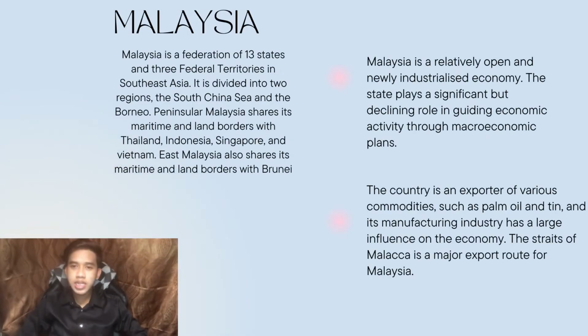First, Malaysia is a federation of 13 states and 3 federal territories in Southeast Asia. It's divided into 2 regions by the South China Sea: Peninsula Malaysia and Borneo. Peninsula Malaysia shares its maritime and land border with Thailand, Indonesia, Singapore, and Vietnam. East Malaysia also shares its maritime and land border with Brunei.